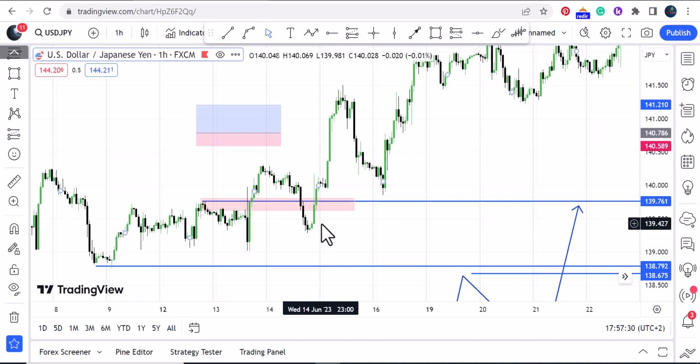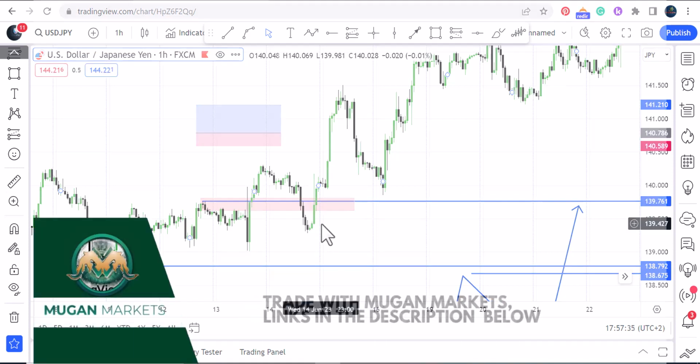So guys, for you to trade this strategy, you need a broker with tight spreads.